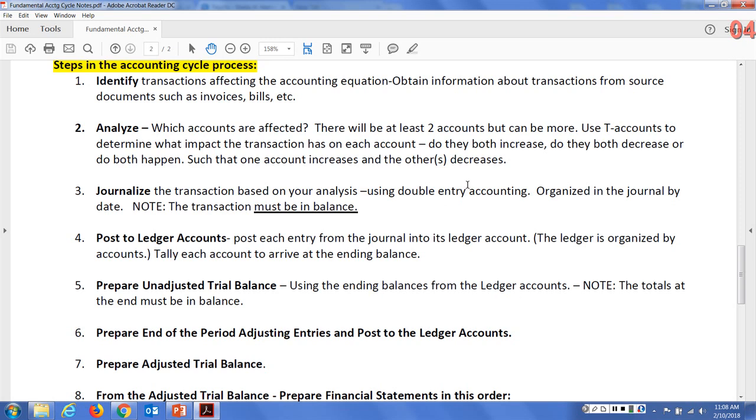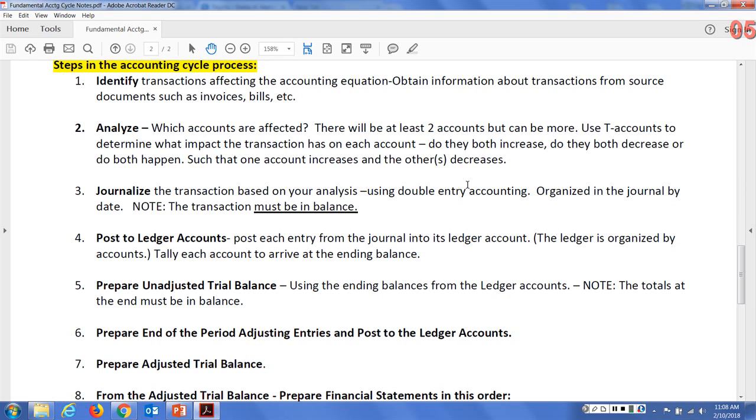or credit the account. The third step now is to journalize or record or write down that transaction based on your analysis. We use double entry accounting. That means that the total on the debit side has to be equal to the total on the credit side. If you are not in balance with your transaction, all of your records are going to be out of balance. This is called a trailing error.